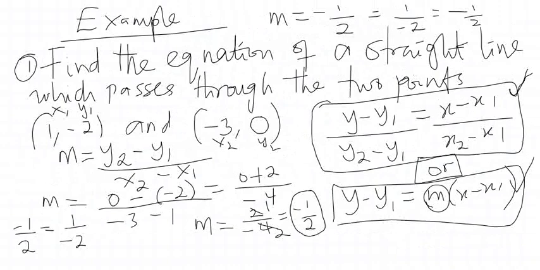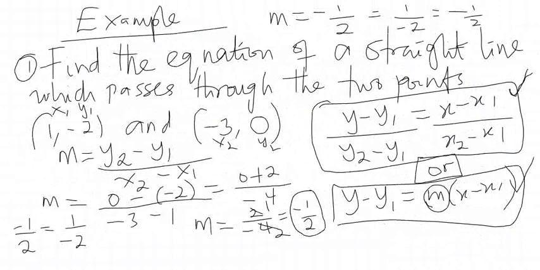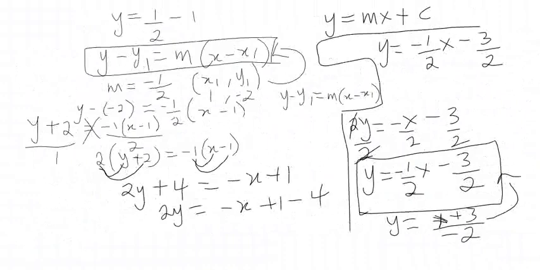I told them the gradient is -1/2, and one of my students asked about 1 over -2. I said in mathematics m = -1/2 or 1/(-2) is the same thing, because plus divided by minus is still minus. Then we took one of the formulas, y - y1 = m(x - x1), and solved, and we got the answer.